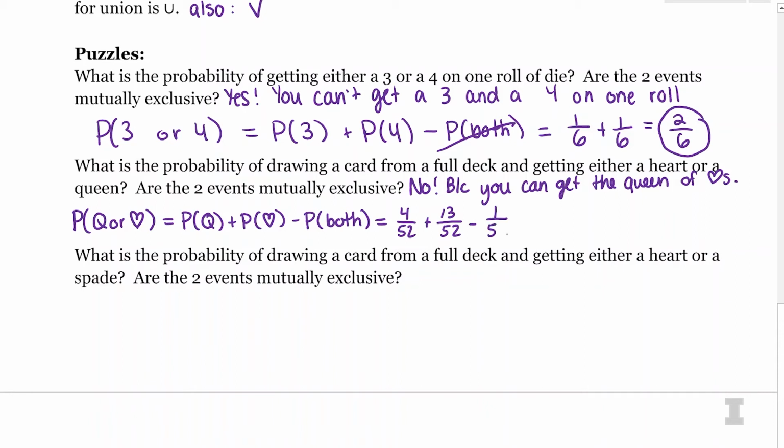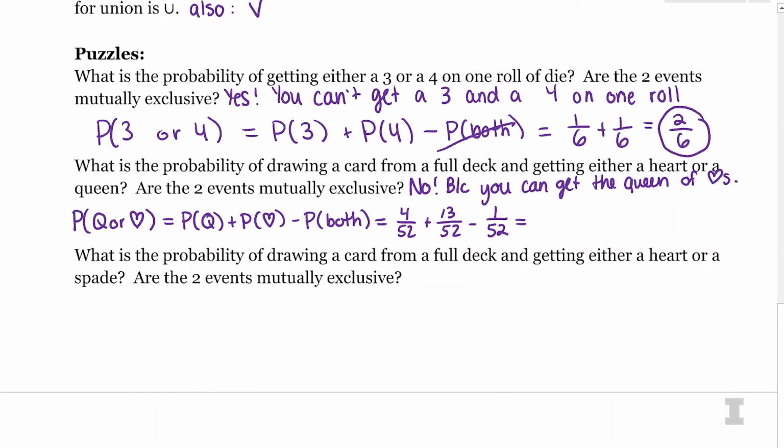My favorite card. And we definitely have to make sure, I know it's only 1 out of 52, but the question would technically be wrong if we didn't do that. So simplifying this, I get 4 plus 13 is 17 minus 1. I get 16 out of 52. And that is my final answer.